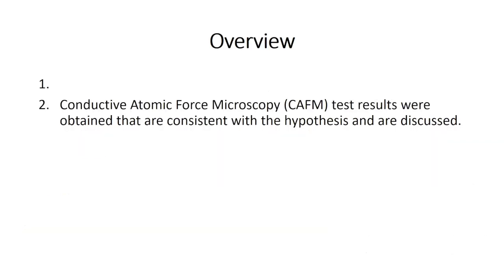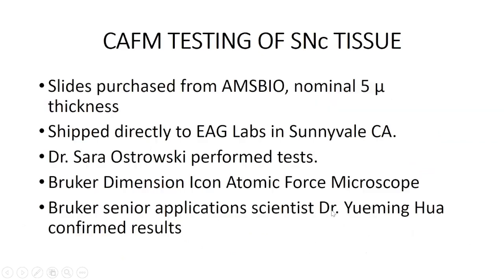Now I will address CAFM test results, which I decided to commission and self-funded based on the evidence that ferritin and neuromelanin could provide the hypothesized energy transport mechanism. The ability of CAFM tests to detect this function of neuromelanin and ferritin in these neurons was predicted in my first paper. The tests were performed on fixed SNC tissue samples from AMS Bio, which is in the business of selling tissue samples for scientific research.